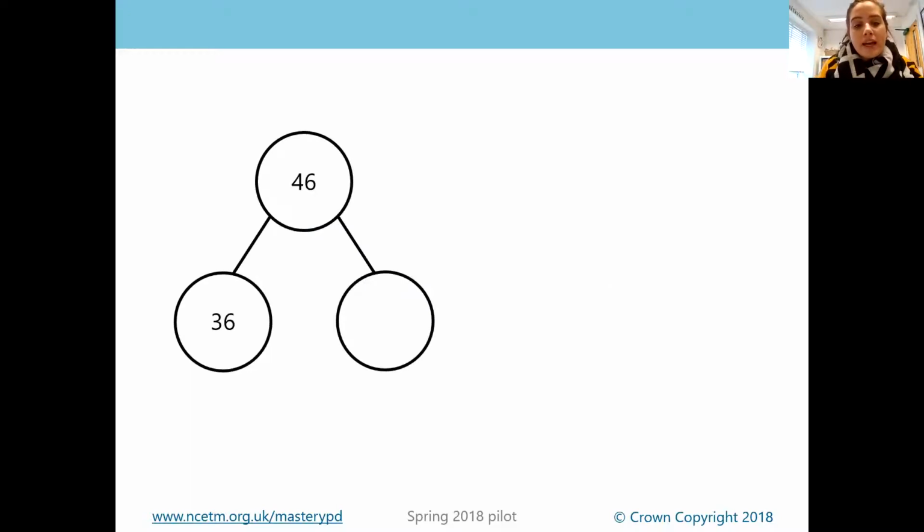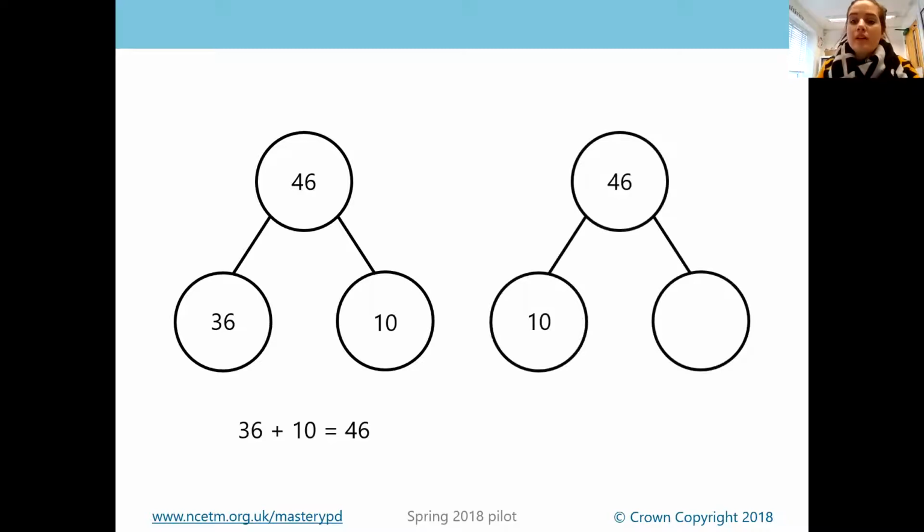Brilliant. Okay, so if we look at this within a part-whole model, it's exactly the same rules. We've got a 10 and a 36 makes 46. And there's our calculation there. And just the other way around. Remember, it doesn't matter how we write our part-wholes. We could have the whole number at the bottom. We could have the whole number on its side. Doesn't matter how we draw the part-whole.